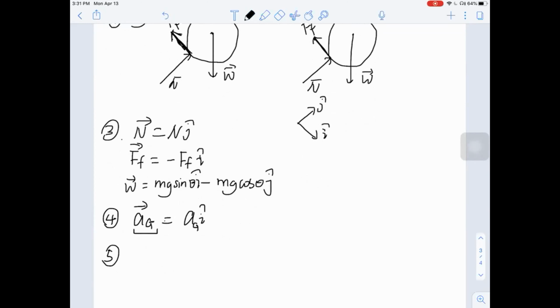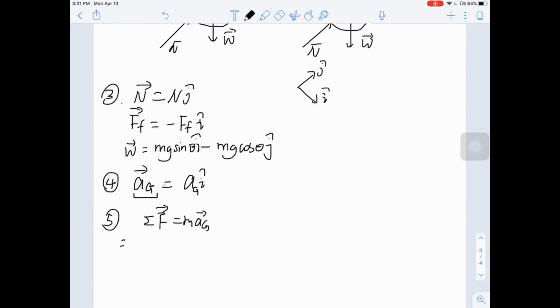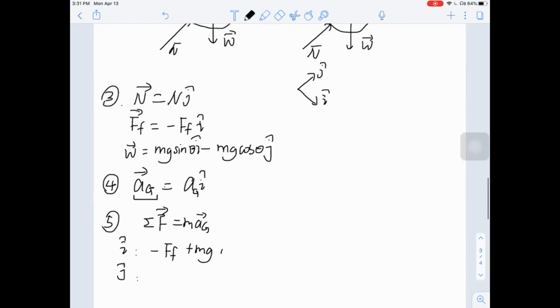Step 5, apply Newton's second law. Sum of all the forces, and break it down to I and J, find two scalar equations. You end up with, in the I direction, we would have negative F plus mg sine theta, and the acceleration in the I direction is going to be m a_G.